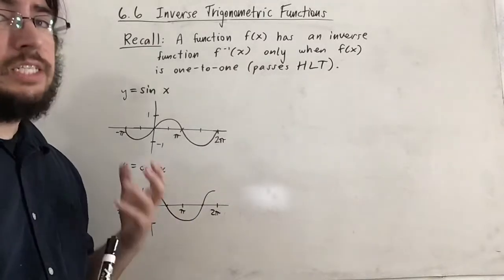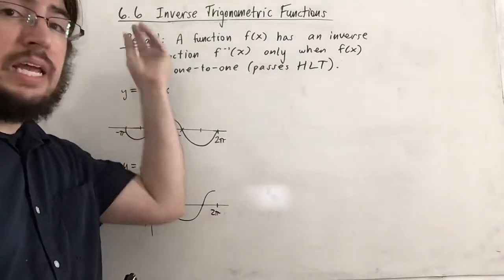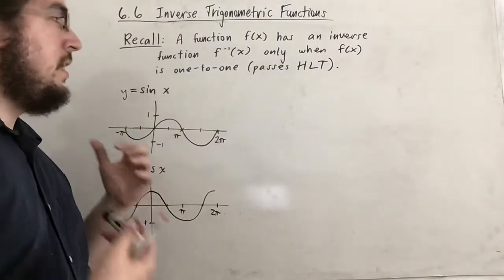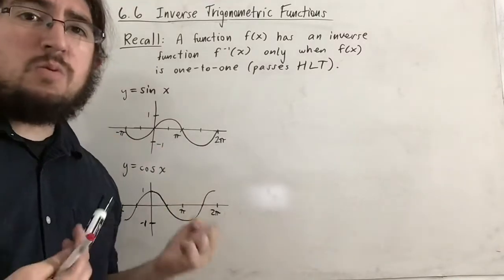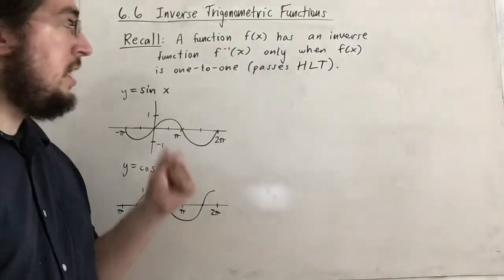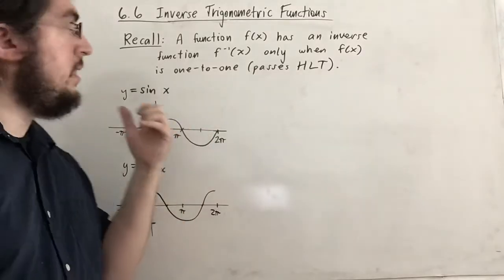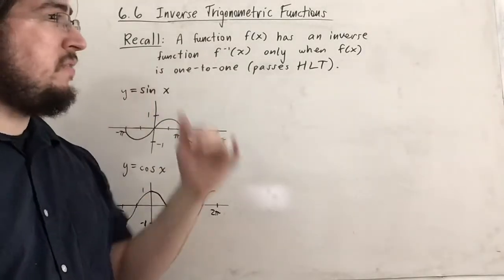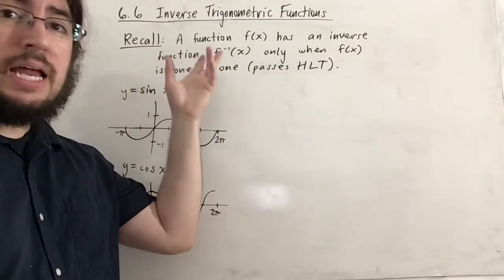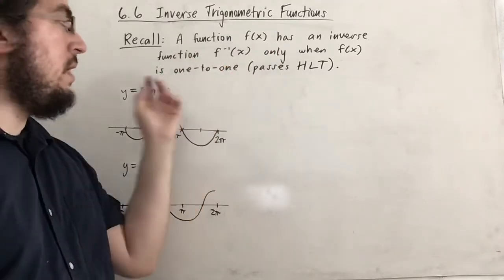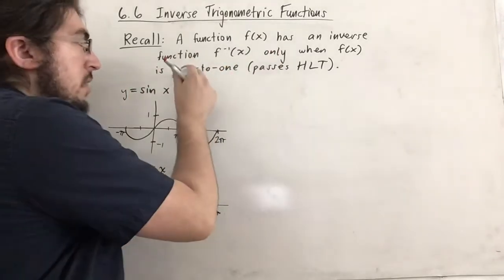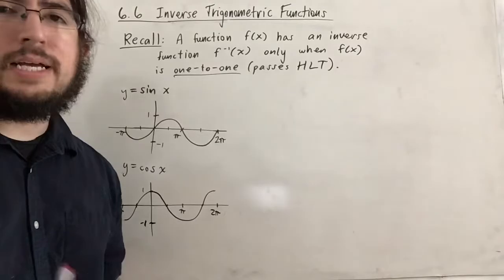Hello again, everyone. This is chapter 6.6, where we'll be discussing inverse trigonometric functions. Now, first, let us recall exactly when a function has an inverse, and it's only when the function is one-to-one. So here I say recall, a function f of x has an inverse function, f inverse of x, only when f of x is one-to-one. In other words, it passes the horizontal line test.